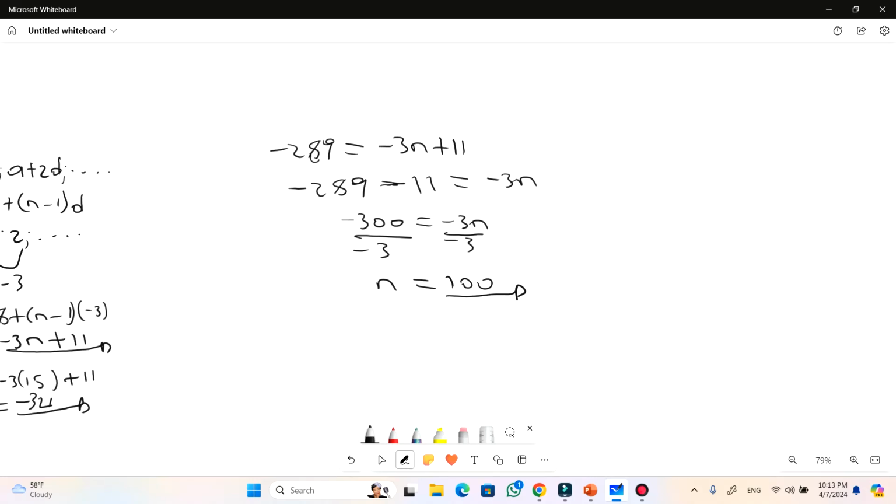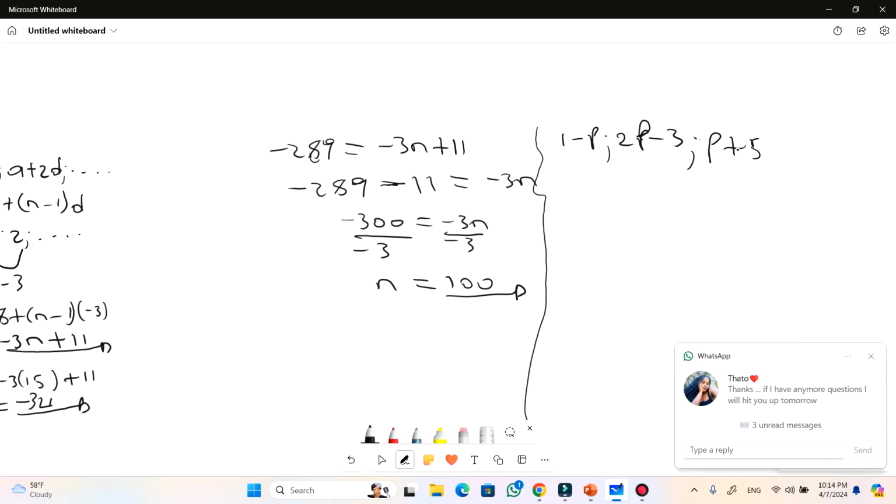So let's look at another example quickly. Another example says that 1 minus p, 2p minus 3, and then p plus 5. So our sequence is continuing.